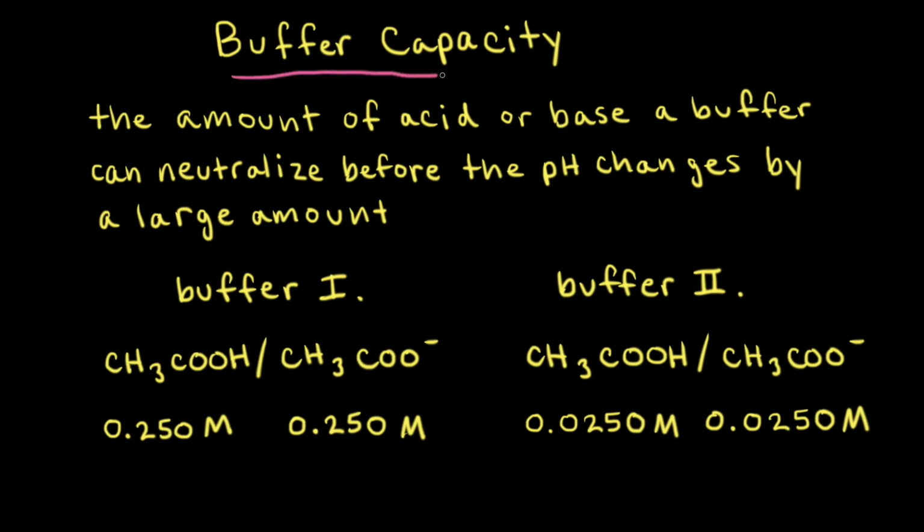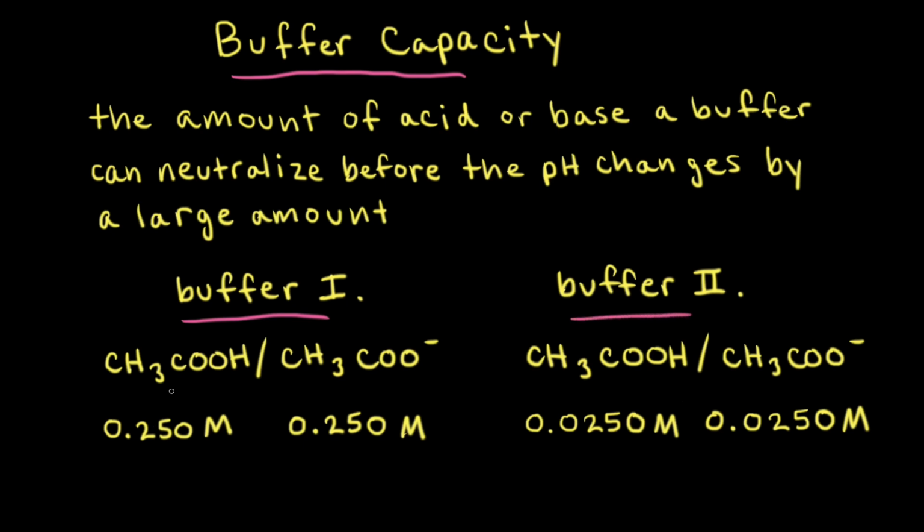Buffer capacity refers to the amount of acid or base a buffer can neutralize before the pH changes by a large amount. An increased buffer capacity means an increased amount of acid or base neutralized before the pH changes dramatically. Let's compare two buffers, buffer solution 1 and buffer solution 2, and see which one has the higher buffer capacity.